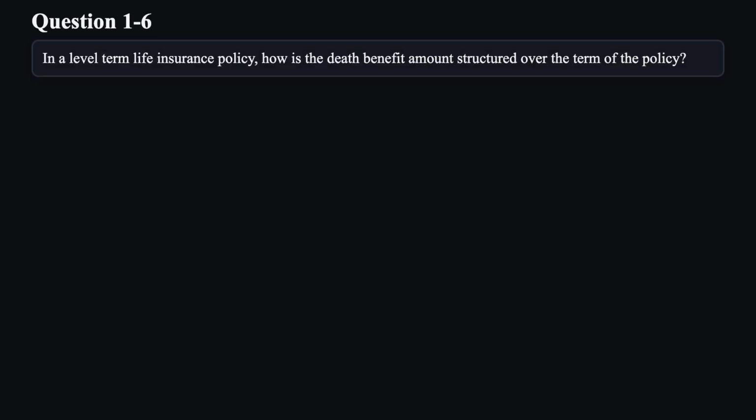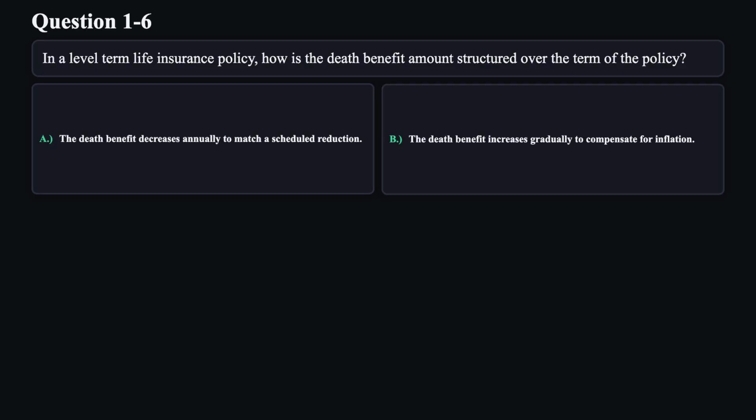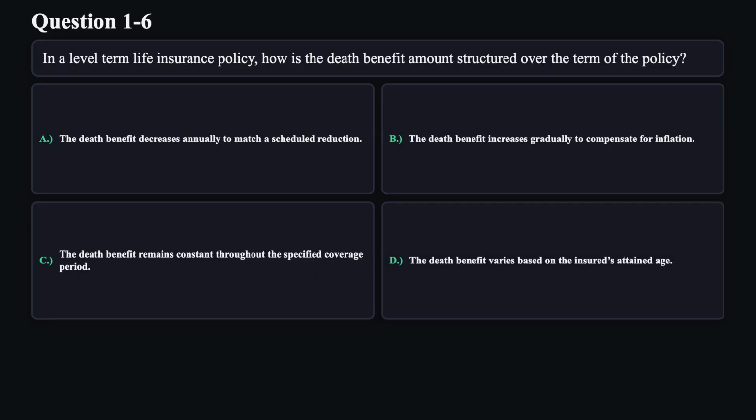Question 6. In a level term life insurance policy, how is the death benefit amount structured over the term of the policy? A. The death benefit decreases annually to match a scheduled reduction. B. The death benefit increases gradually to compensate for inflation. C. The death benefit remains constant throughout the specified coverage period. D. The death benefit varies based on the insured's attained age.